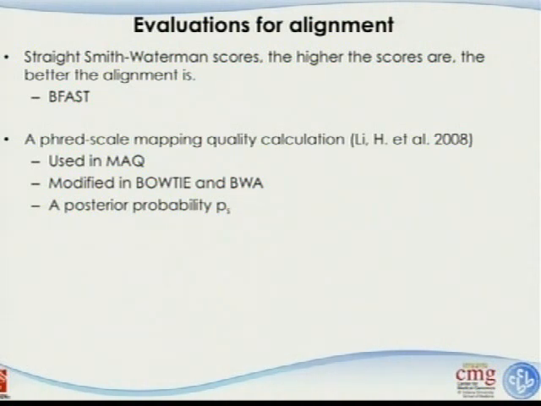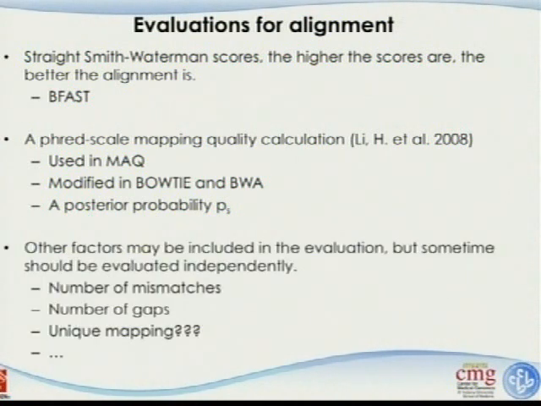And this is something often used when you do the data analysis. The publication is here, and it is also in our Encore system. In our Encore system, this is the same paper as the MAQ algorithm they published. Used in MAQ, it's modified in BOTA and BWA, but both of them are really reporting the same mapping qualities. And it's a posterior probability. What that's supposed to mean, right? Don't worry about that. Next slide, I'm going to go through this mapping quality calculation.